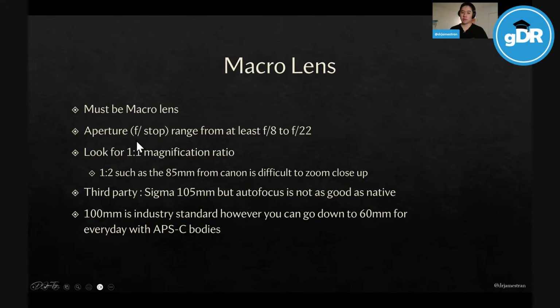A lot of third-party ones don't have 1:1. I don't know why. But all of the native ones from Canon and Nikon will have a 1:1 ratio. In terms of length, 105 or 100 millimeter seems to be standard. This came from the old days when we only had full frame cameras, and the ideal length was 100 millimeters. You have a big camera, you have a big lens. When they introduced the smaller crop frame sensors, 100 millimeters was too long.